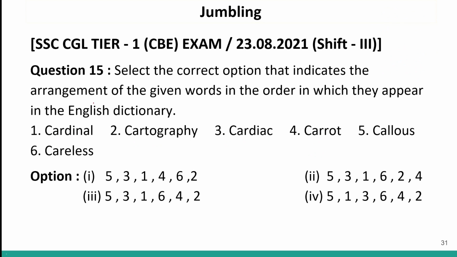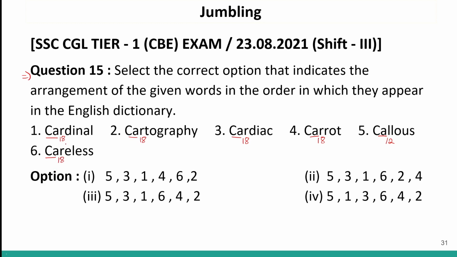Okay. Now, question number 15, the last question for today. We have 6 words: cardinal, cartography, cardiac, carrot, callous, and careless. And we have to arrange them in the English dictionary order. So let us start. I can see that CA is common in all. So we'll start with the next letter after A. We have R, which is 18. 18, 18, 18, L, which is 12, and R, which is 18.